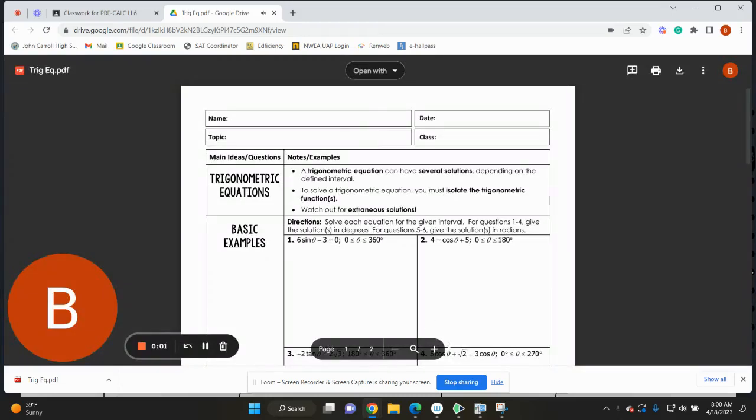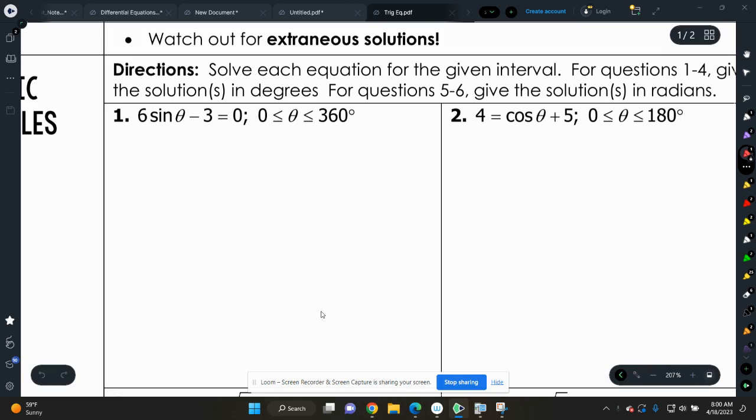And then we'll jump over to the other worksheet and do a couple. And then we're going to learn some new stuff. So what's the first thing we notice?